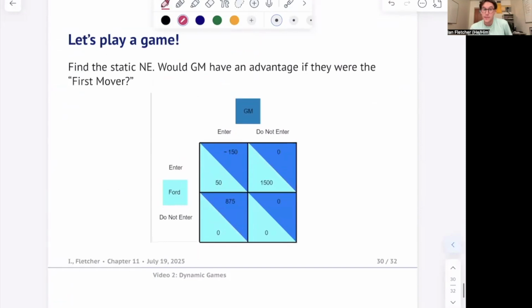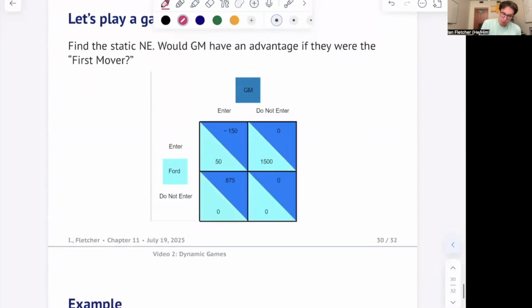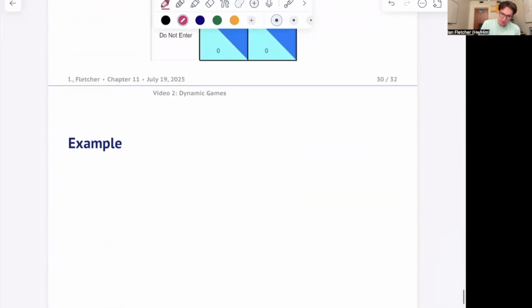So let's play a game. Oh, we already did this one, I think. Ford and GM. I mean, we can do it again. It's the LG Panasonic game. Would GM have an advantage if they were the first mover?